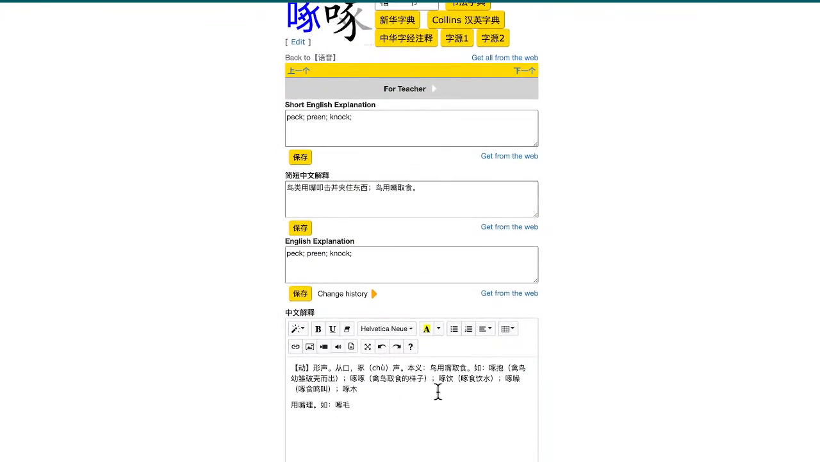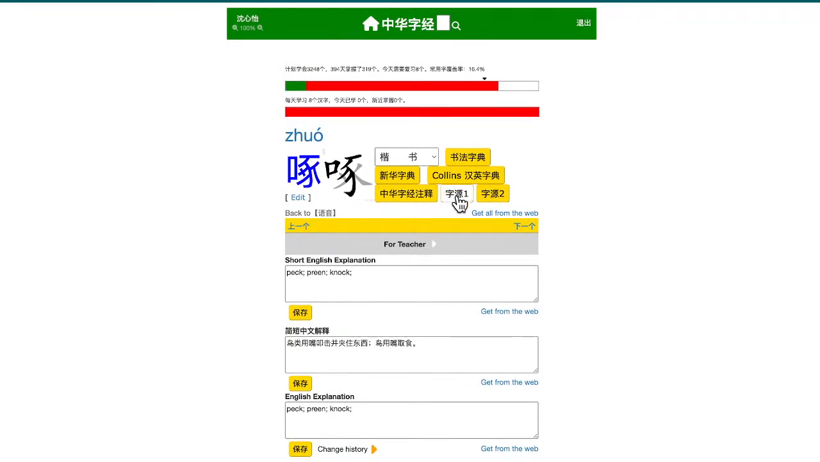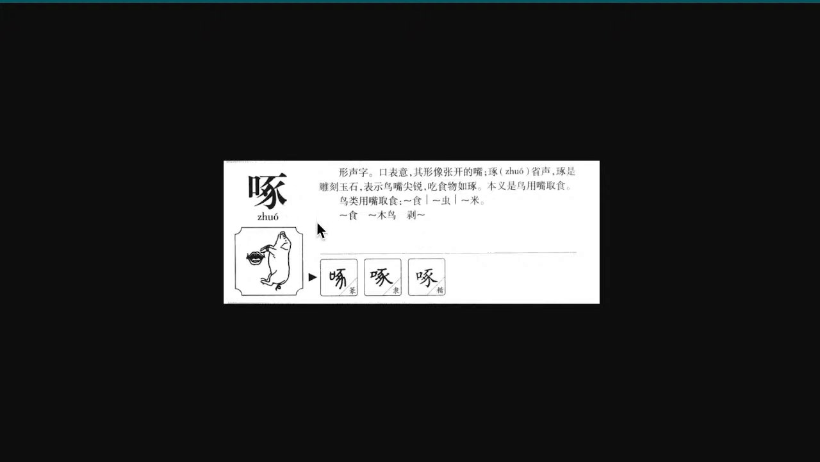So it's specifically describing birds taking food, called 啄. Now if we look at the character, you can see that the right hand side represents swine, pigs.